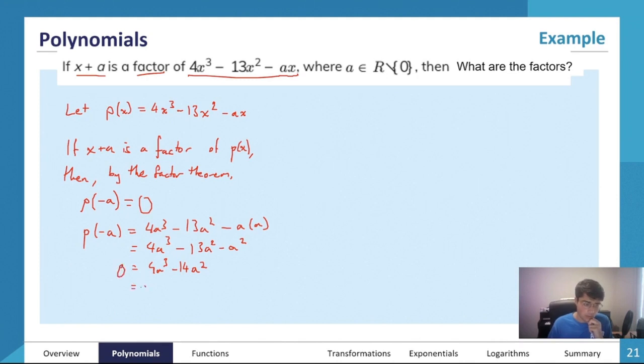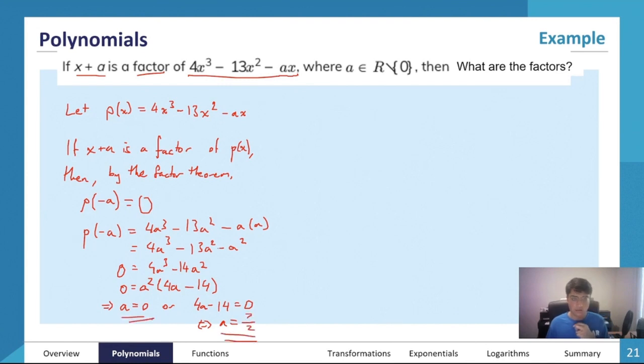So again, we can just factor out a squared as the common term here. We have 4a minus 14. Therefore, either a squared is 0, and therefore a is equal to 0, or 4a minus 14 is equal to 0. That's applying the null factor theorem. Then rearranging for a, we're going to get a is equal to 14 over 4, which is 7 over 2. So those are our two values for a, for which x plus a is a factor of this particular polynomial.